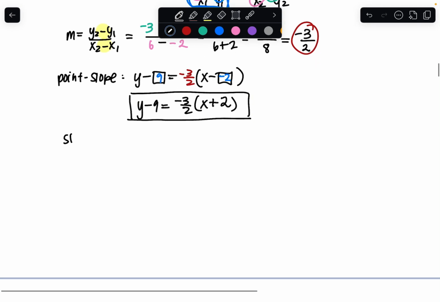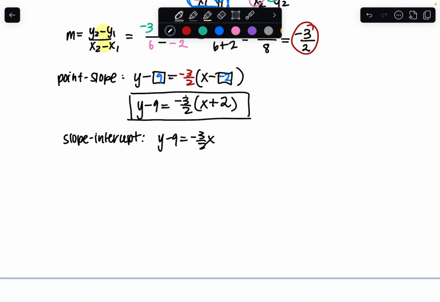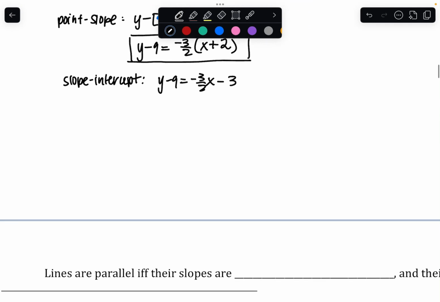To get to slope intercept form, first distribute the negative 3 halves. So we have y minus 9 equals negative 3 halves x. And then negative 3 halves times 2 is negative 6 over 2, which is negative 3. The 2's cancel. Last step, we are going to add 9 to both sides. So negative 3 halves x plus 6.